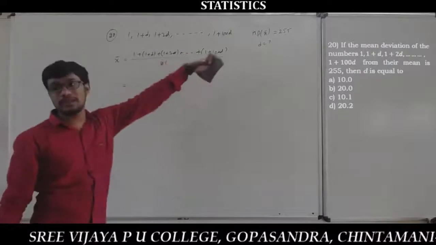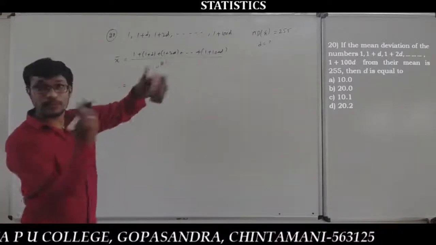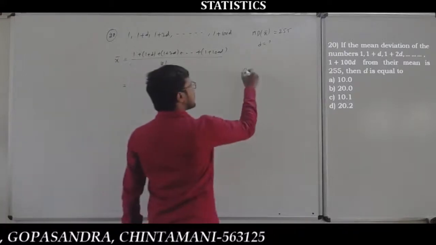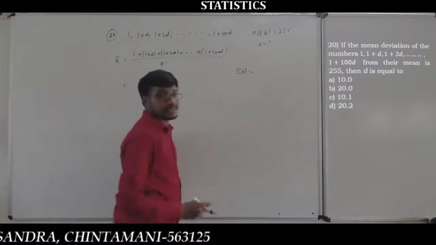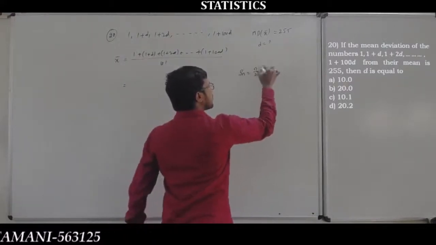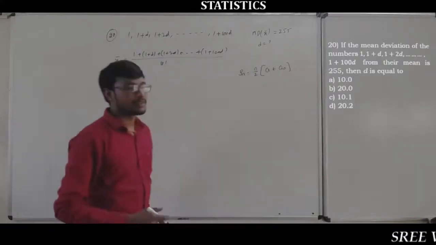So this is in AP, arithmetic progression. First term, second term, third term, fourth term. If you take the common difference, you will get the same common difference only. For that, we are finding Sn. What is the Sn formula? Sum of all terms. Sn is equal to n by 2 into, you know, first term plus last term.